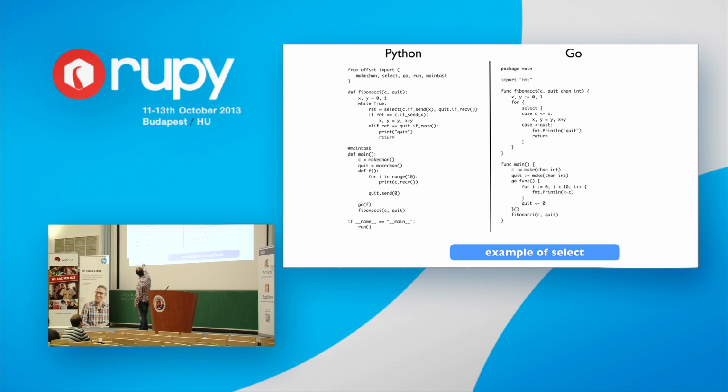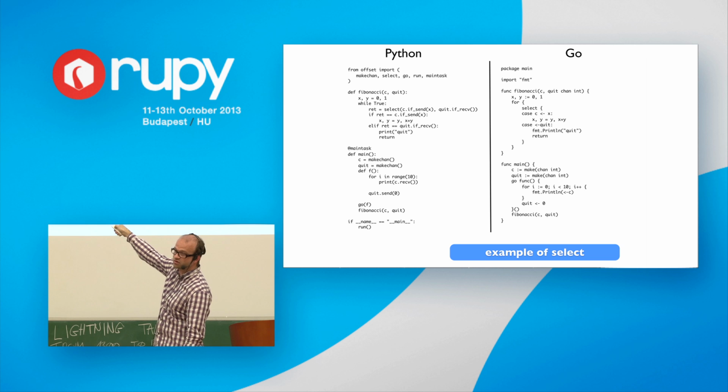So here, until we quit, we are selecting. We send the first value, checking if we have received the quit. If we have sent the value, then we add the value to Y, a simple Fibonacci algorithm, and get Y in X. If we receive the quit, we quit. So until someone is receiving, we are sending. And when the quit is sent, we return. And we get the operation. And exactly the same code in Go.